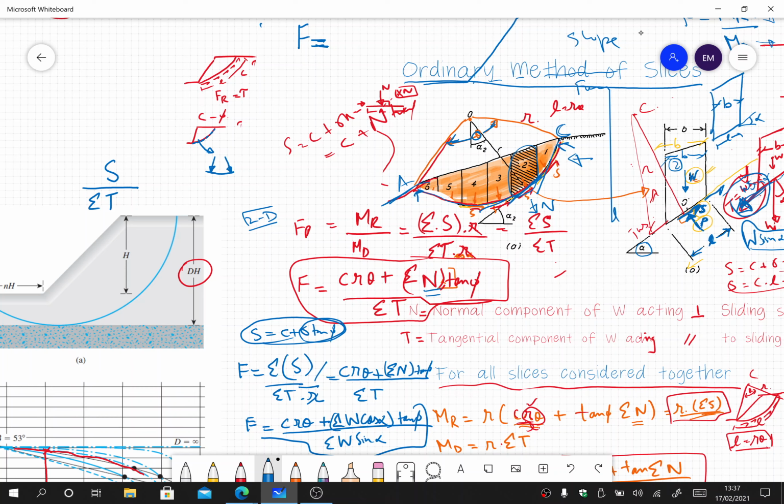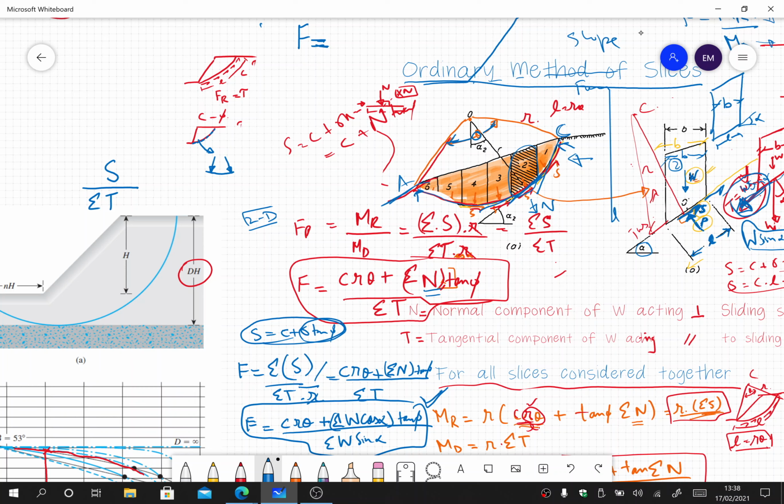So you can divide into as many slices as you want. For each slice, find out the angle of inclination alpha, find out the weight of that slice, plug in the values, and you will find out the factor of safety by using the ordinary method of slices. Now this equation here is based on total stress analysis. That means we are not considering any pore pressure or any effective stress. We are only considering the total stress. So in such cases, this is the simple equation that we can use to find out the factor of safety.